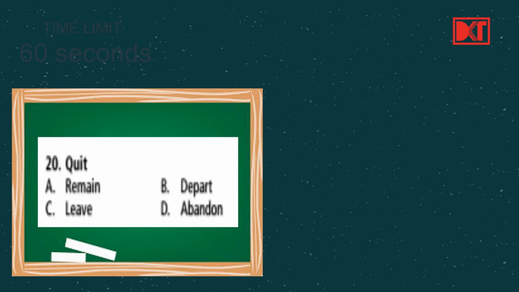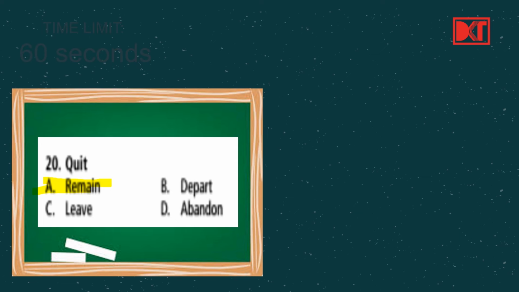Okay, the next word is quit. The options are A. Remain, B. Depart, C. Leave, D. Abandon. Now here, we have to choose the antonym. The antonym of quit is A.